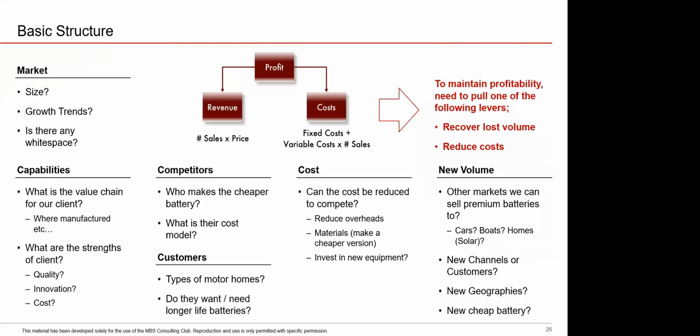So you might have some basic structure with some profitability. There are two levers we can pull. We can recover lost volume, or we can reduce our costs and sell less. There's some stuff we might want to know across the market: capabilities, competitors, customers, costs, so the 4 Cs. And you might also look at new volume in this one, where else I can sell these batteries to recoup some of that volume.